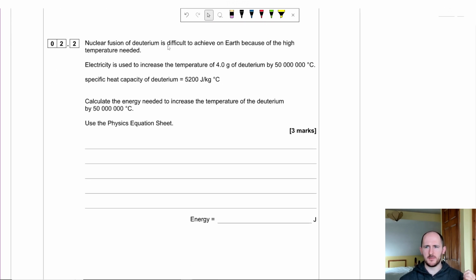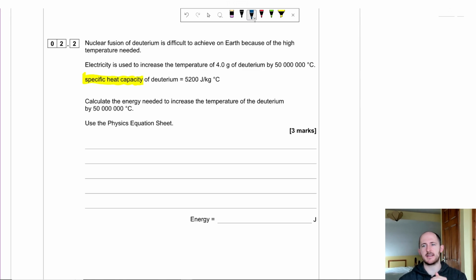Nuclear fusion of deuterium is difficult to achieve on Earth because of the high temperature needed, 50 million degrees Celsius, which is actually hotter than the sun. Electricity is used to increase the temperature of 4 grams of deuterium by 50 million degrees, and we have the specific heat capacity, basically the amount of energy needed to raise the temperature of deuterium. Calculate the energy needed to increase this temperature. Now, because they've given me the specific heat capacity, we must be using an equation with specific heat capacity.